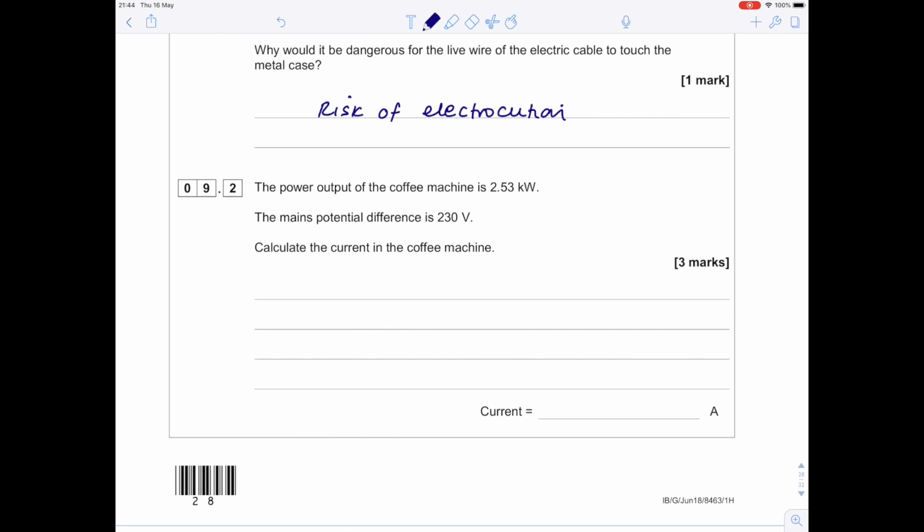The power output of the coffee machine is 2.53 kilowatts. The mains potential difference is 230 volts. Calculate the current in the coffee machine. So we need P = IV, which states that current is power divided by potential difference. Our power is 2.53, which we need to multiply by 1,000 to get it into watts. Then divide by 230. And then when you pop that into your calculator, you get a value which is 11 amps.